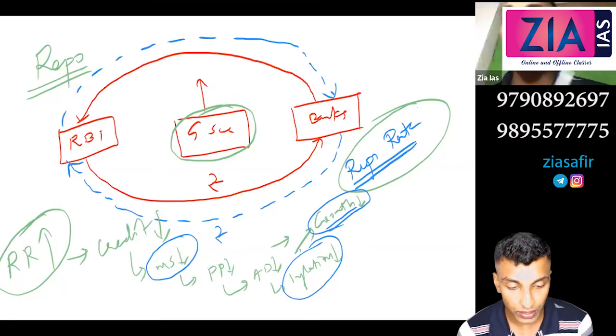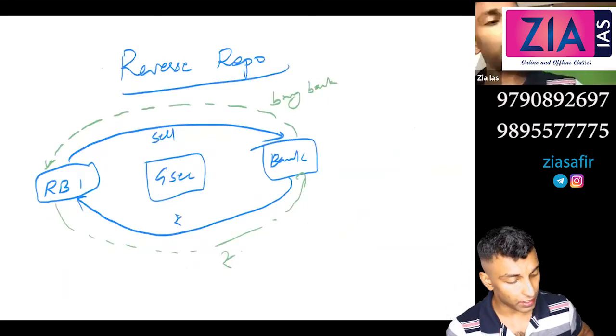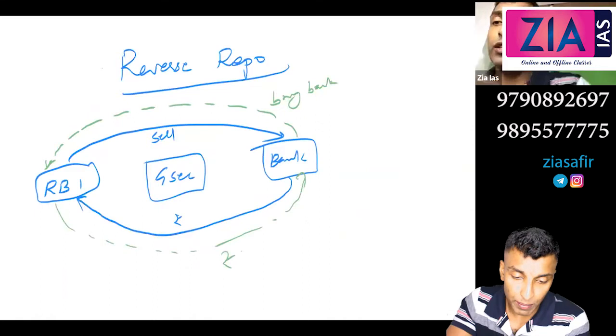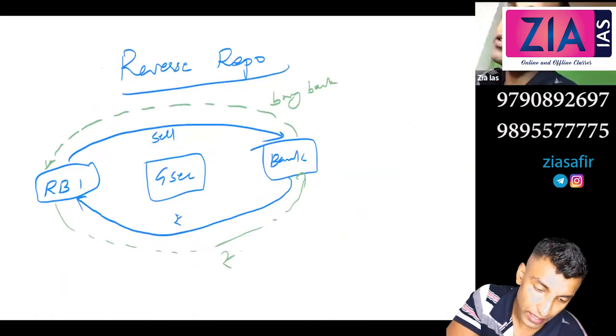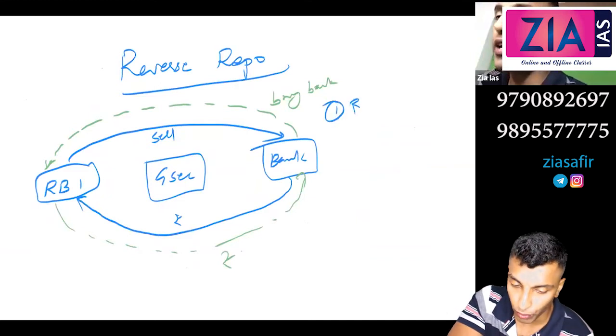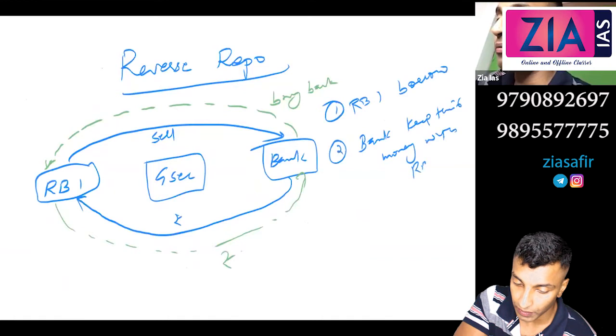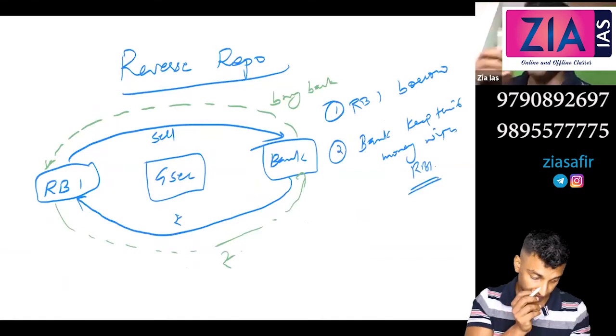Okay, so here we are with the reverse repo. I hope you understood this reverse repo. Some textbooks or some teachers will say that in reverse repo, RBI borrows from bank. You can actually say it in two ways: RBI borrows from bank, or secondly, banks keep their money with RBI. What do you think is better?